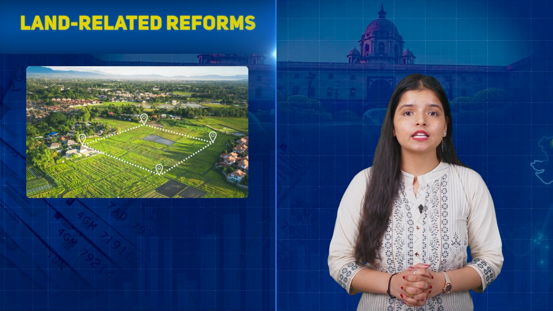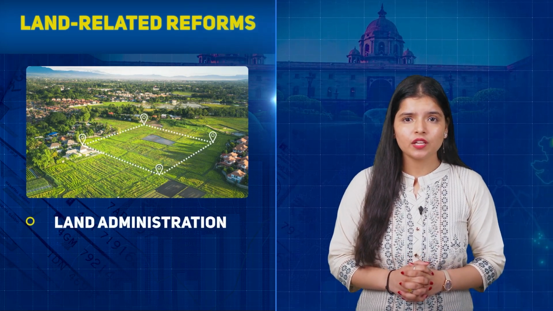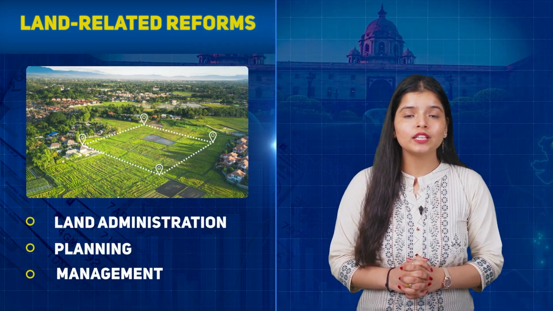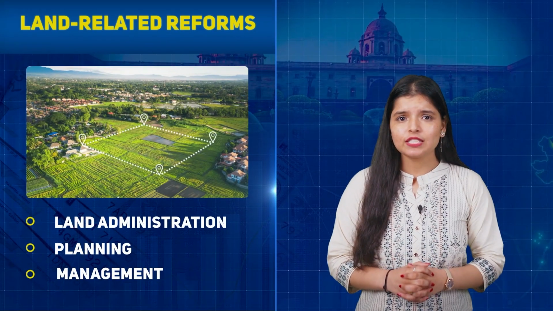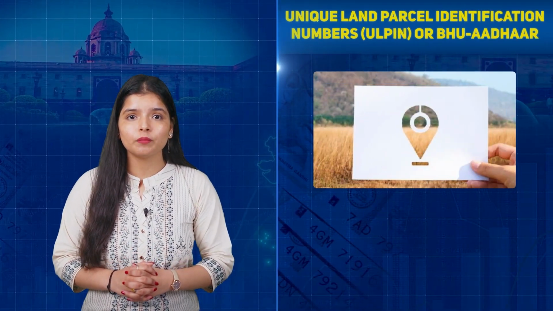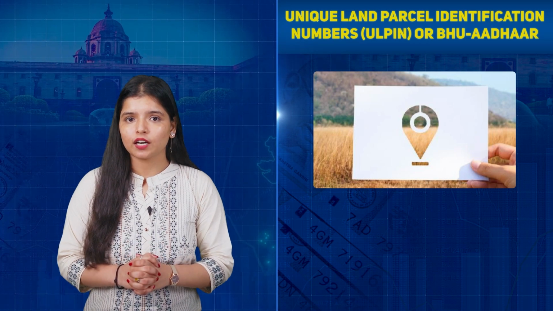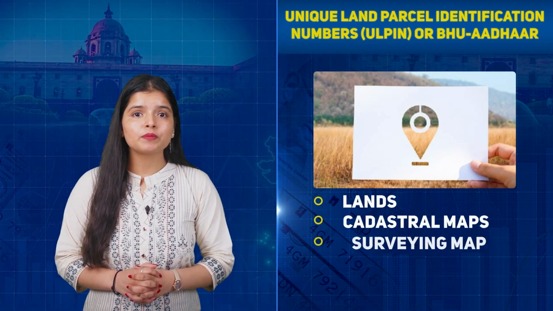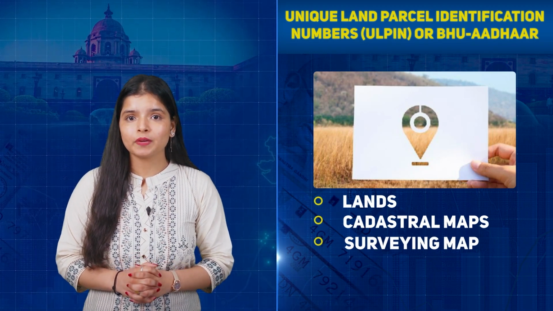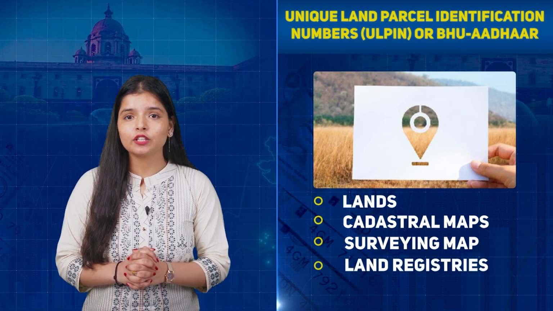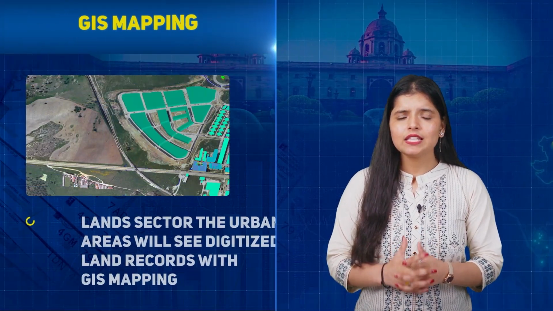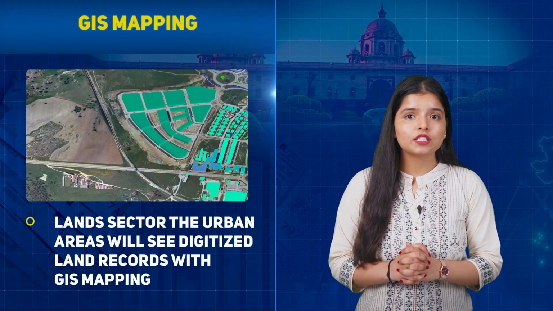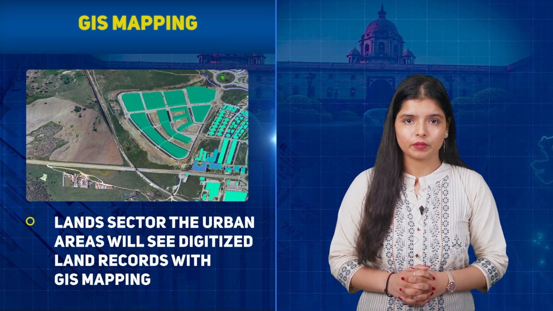Land-related reforms by state governments will cover land administration, planning and management in both rural and urban areas. These efforts, incentivized for completion within 3 years through fiscal support, include the assignment of unique land parcel identification numbers or ULPIN or Bhu Aadhaar for all lands, digitization of cadastral maps, surveying map subdivisions according to current ownership, establishing land registries, and linking to the farmers' registry. In the land sector, the urban areas will see digitized land records with GIS mapping.